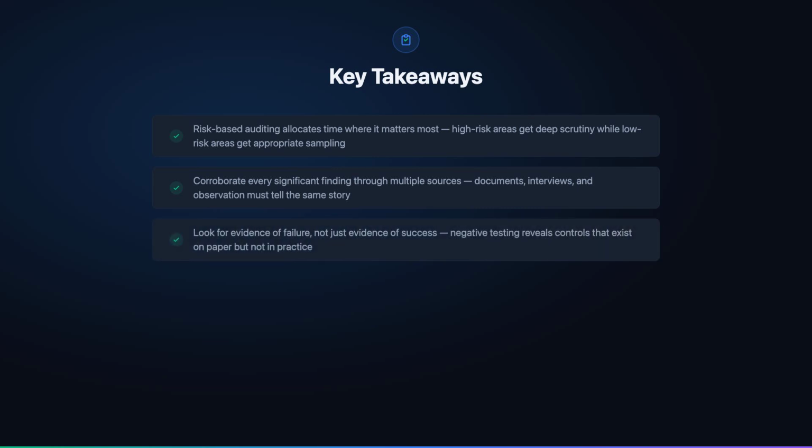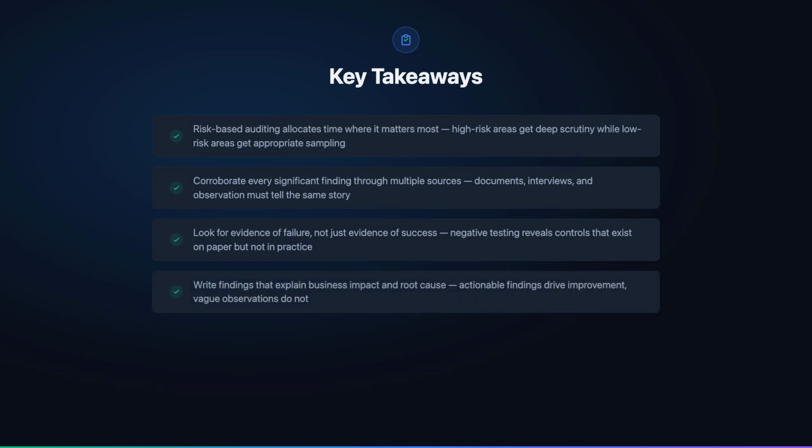Third, deliberately look for evidence of control failures alongside evidence of success. Negative testing reveals the gap between documented controls and operational reality. A perfectly clean set of evidence often indicates insufficient testing, not perfect security.